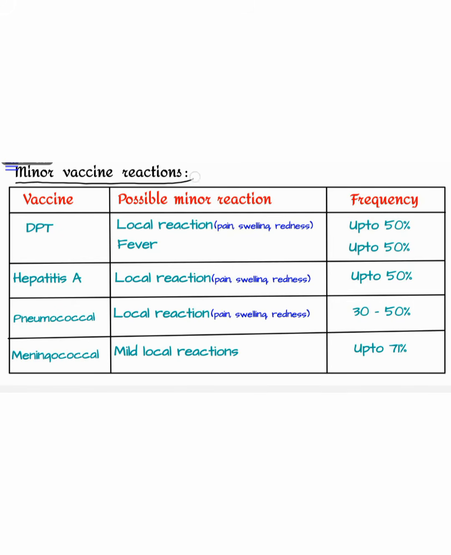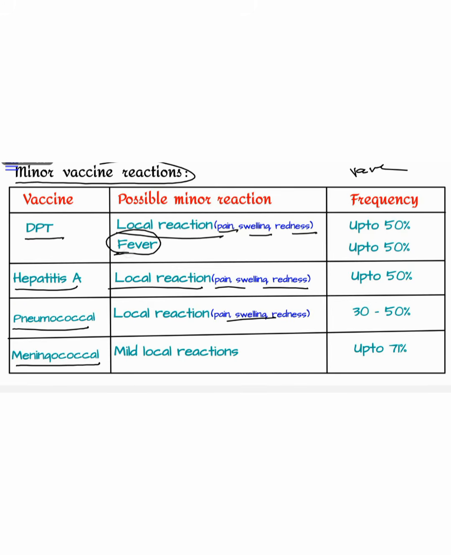After knowing the adverse events types, we have to remember some minor vaccine reactions and some rare vaccine reactions. Firstly, minor vaccine reactions we're gonna learn, and then we remember rare reactions as complementary to the minor vaccine reactions. Firstly, here in minor vaccine reactions, we have to remember DPT vaccine, hepatitis A, pneumococcal and meningococcal. All these vaccines cause local reactions like pain, swelling and the redness at the site of injection. And DPT also may result in fever after vaccination.